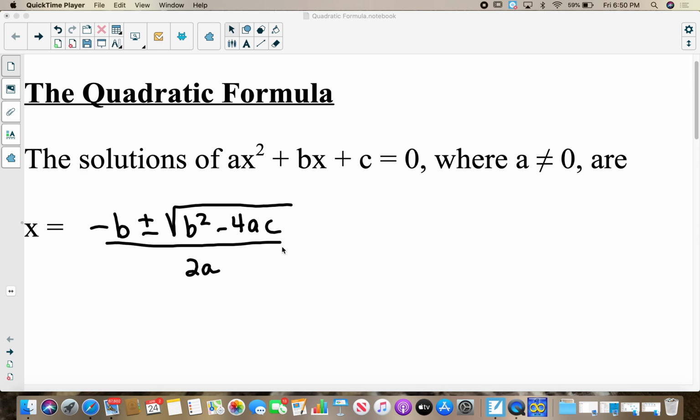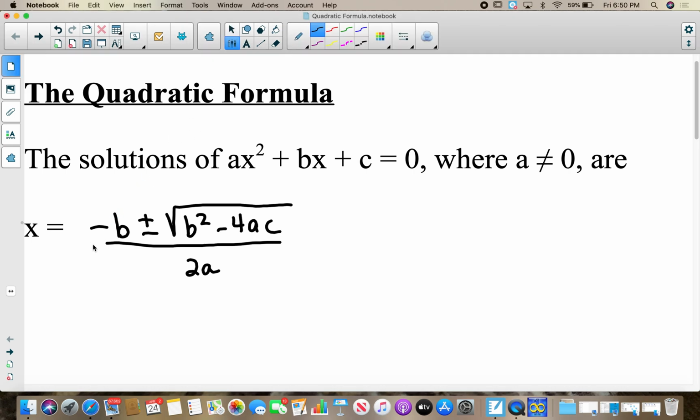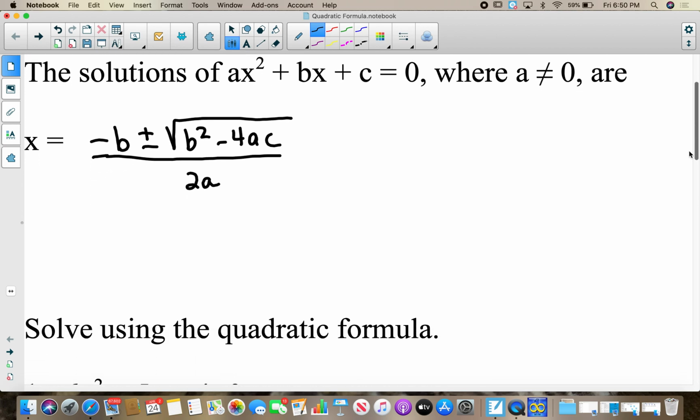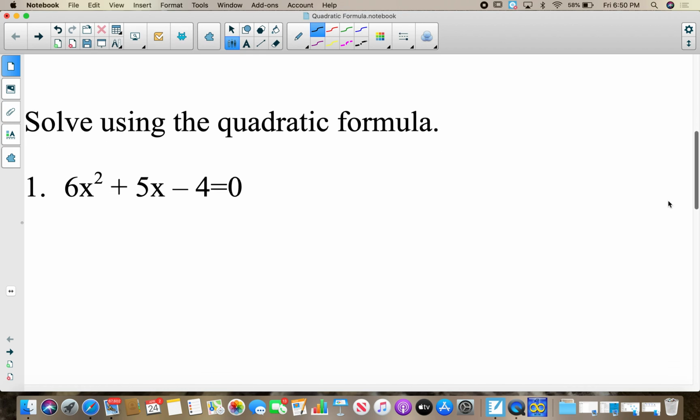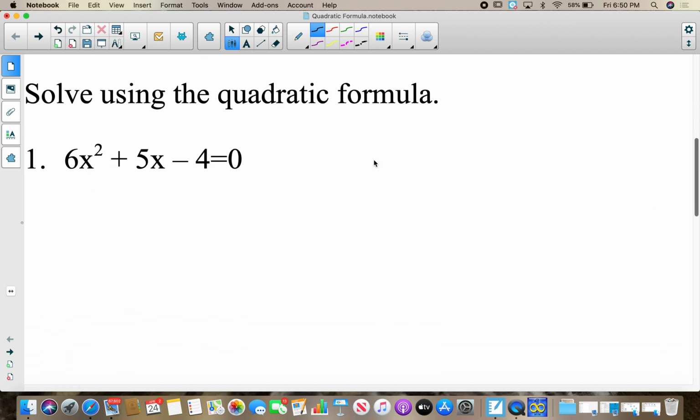So this fraction bar goes across everything, it underlines everything that's listed here on the top. Okay, so please write that down, pause the video if you have to, and we want to solve this problem using the quadratic formula. First of all, I notice that actually all the problems I'm going to give you are going to be in this correct form.